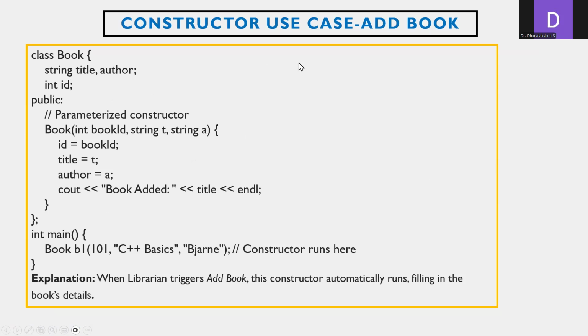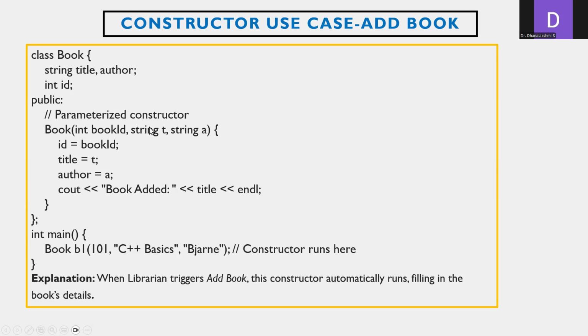Let's see an example for this. Here's the code, given particularly for the parameterized constructor. Let's see step 1: declare the class. Here we are defining a class named book. A class is like a blueprint for creating objects, as you know very well. Inside this class, we have 3 variables: title, author, and ID. These are called the data members. They store information about each book, like its name, writer, and unique ID.